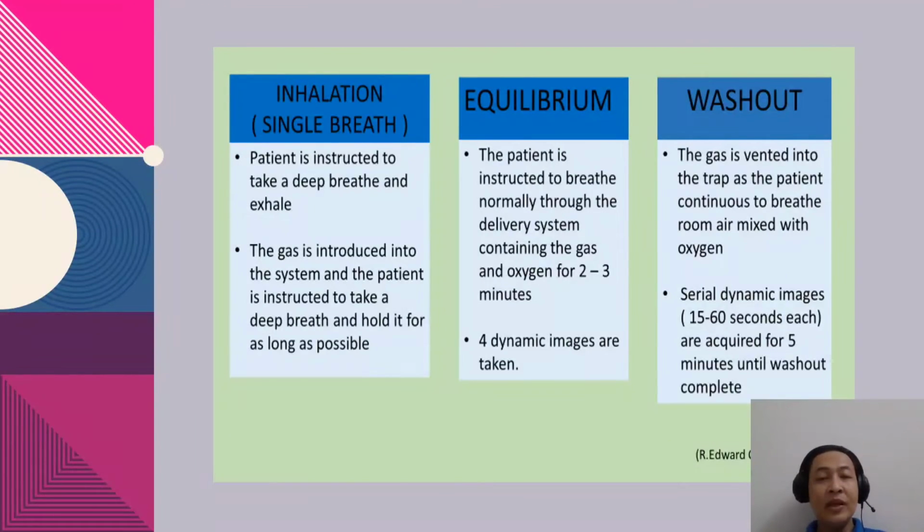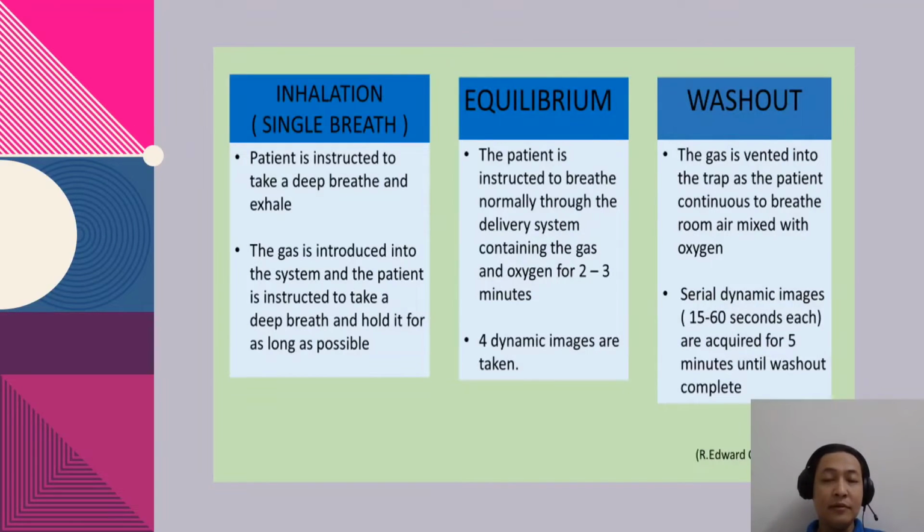In the equilibrium phase, the patient is instructed to breathe normally through the delivery system containing the gas and oxygen for 2 to 3 minutes. The ventilation image is acquired in the same position with 6 views, which include 4 dynamic images like posterior, oblique, lateral, and anterior. It means a 6-view study: posterior, anterior, both posterior obliques, and either both anterior obliques or lateral views.